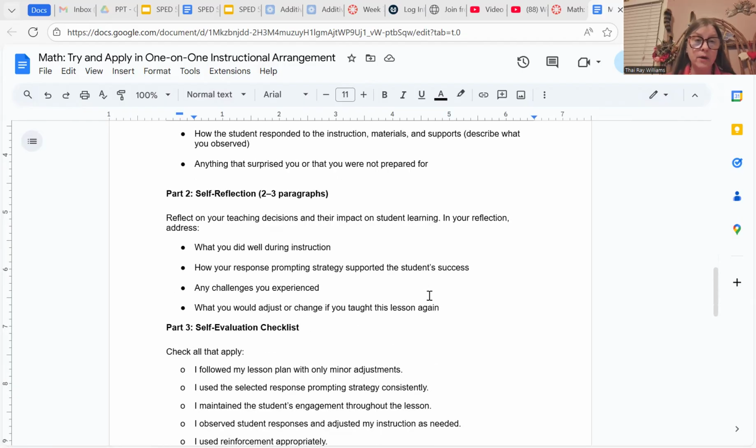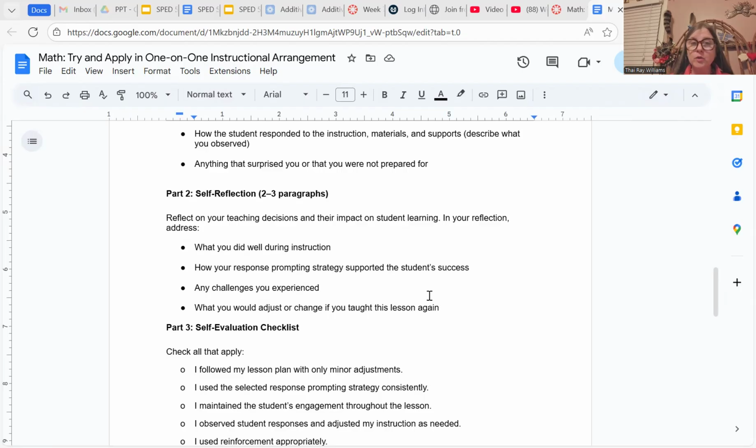All right, the next part is going to be a self-reflection. This can be 2 to 3 paragraphs. What I want you to reflect on are your teaching decisions and how they impacted your student learning. So when you do this, I want you to address what did you do well during instruction? And I want to stress it's what did you do well, not what did the students do well. I want you to look at your own instruction and say, like, man, I nailed that. I followed my prompting hierarchy explicitly. So what did you do well?